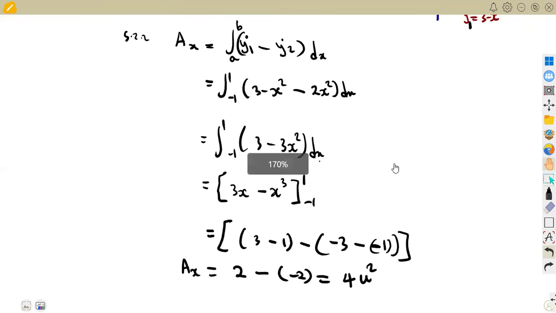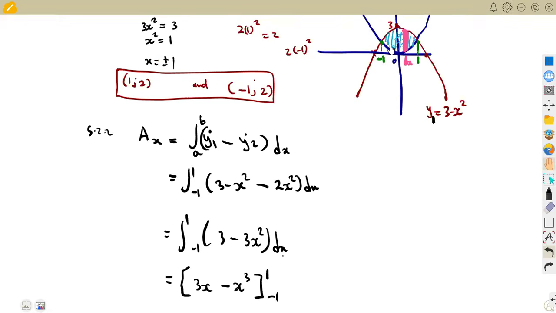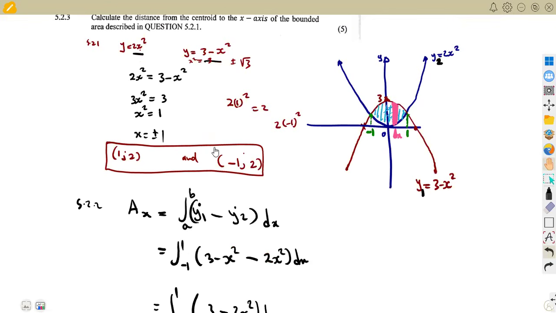So like I say, the representative strip that you have determines your area. If it was for y, you use area for y. So this was for x, then you're going to use the area for x. All right, let's move on to the other part.